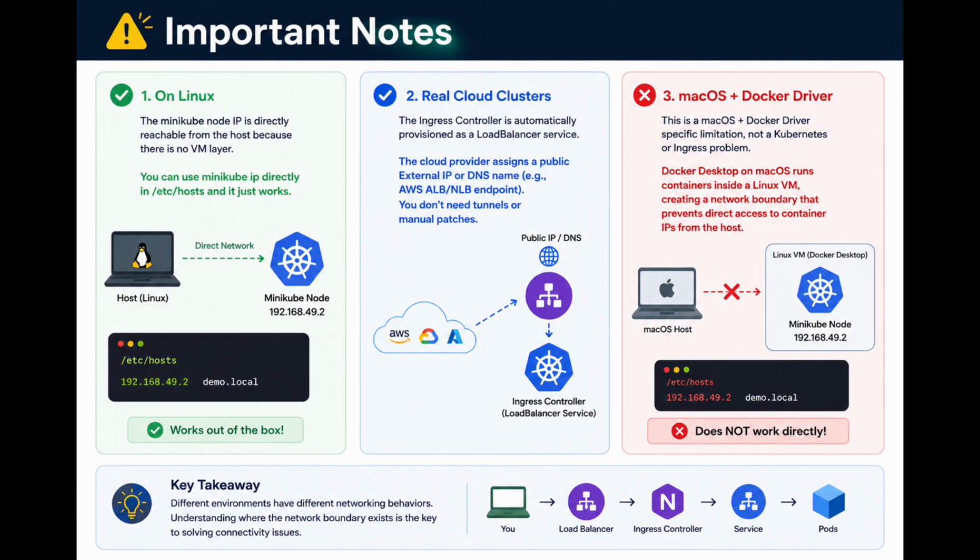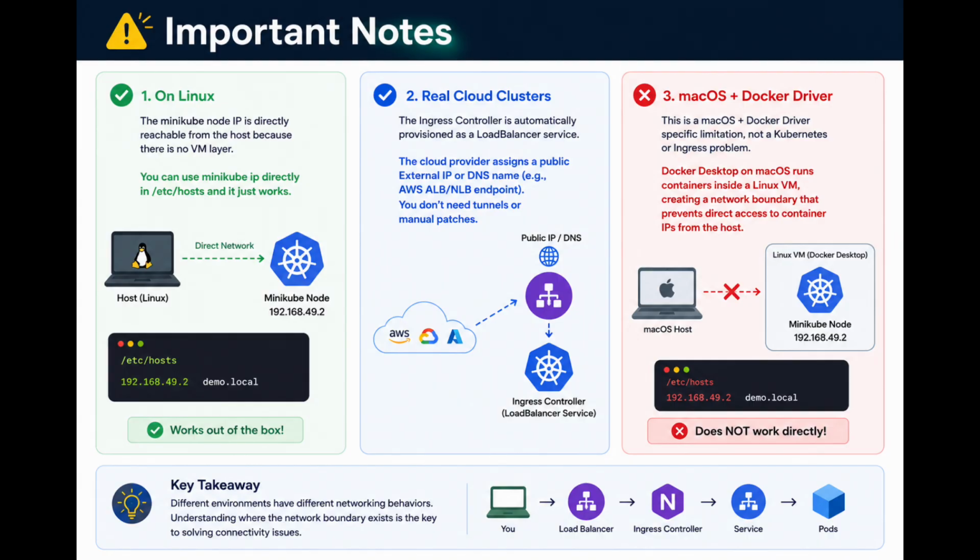Before we continue, there's an important detail I want to clarify. The issue we just experienced is not a Kubernetes problem. It's not an Ingress problem either. It's actually related to how networking works in different environments. On Linux, things are much simpler. The Minikube node IP is directly reachable from the host machine. There is no additional virtualization layer between the operating system and the cluster. Because of that, you can use the output of minikube ip directly in your host file, and everything works as expected. In cloud environments such as AWS, Azure, or Google Cloud, this problem doesn't exist either.